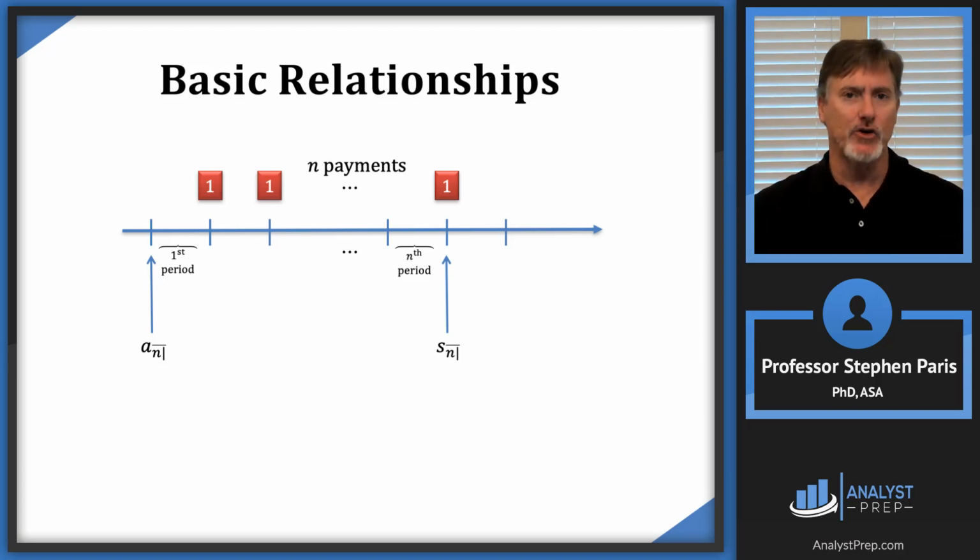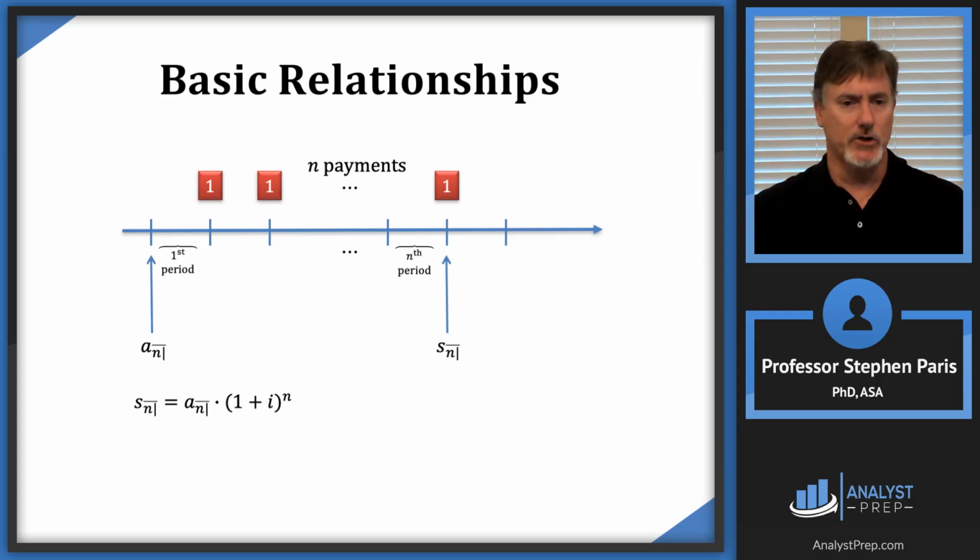So if I knew the value of an A angle N and I was seeking the value of an S angle N, all I need to do is accumulate that A angle N for N periods, and I would do that by multiplying by 1 plus i to the n. So I get the basic relationship that S angle N is A angle N times (1 plus i) to the n.